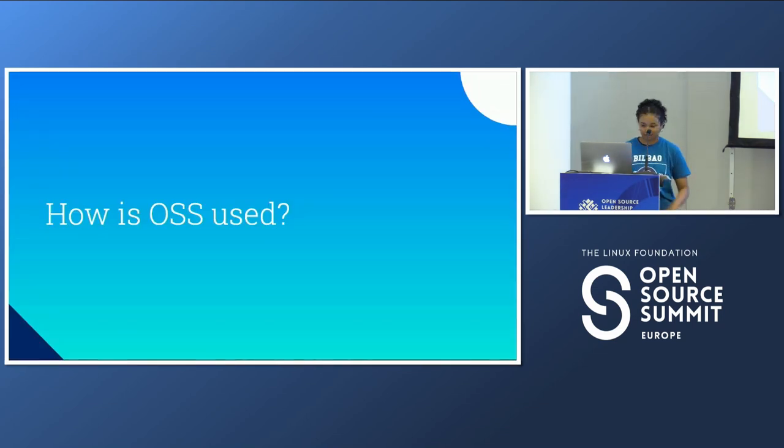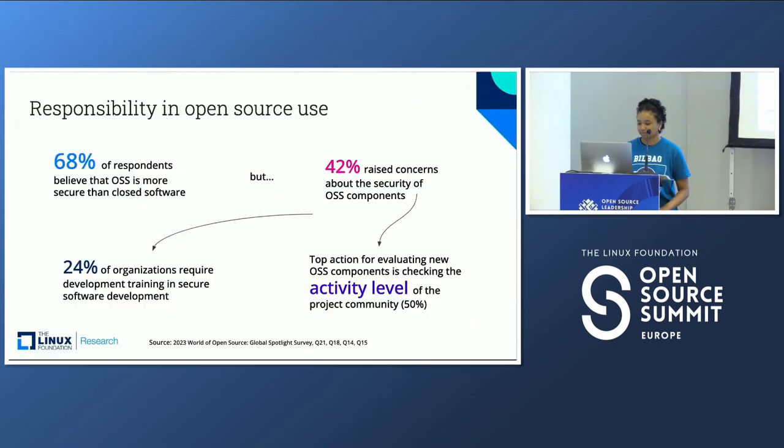I made also kind of a turn to how is open source used, because we did ask a lot of questions on what are the kind of steps that people are following when they're evaluating OSS components, or whether to use them. I think this is quite an important takeaway. One question asked whether people believe that OSS is more secure than closed software. That was 68% of respondents. But the picture is not that clear, because in another question, we do see that 42% still raise concerns about the security of open source components.